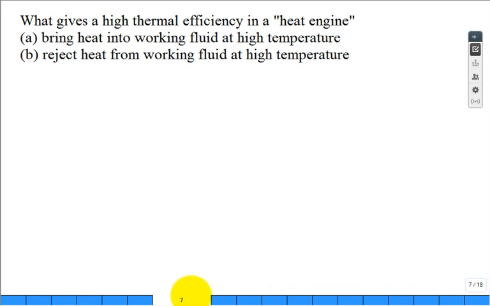All right, clicker question. What gives a high thermal efficiency for a heat engine? A, you want to bring heat into the working fluid at high temperature, or B, reject heat from the working fluid at high temperature?